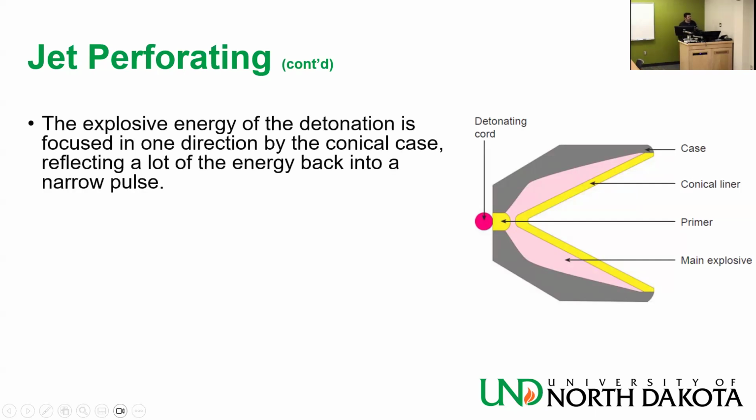The explosive energy of the detonation is focused in one direction by a conical case, reflecting a lot of energy back into a narrow pulse. A lot of research and development is done on this equipment, and it's constantly evolving and becoming better and better. That's how we end up from bullet perforating with bad debris that we had to deal with to these modern day jet perforating techniques.